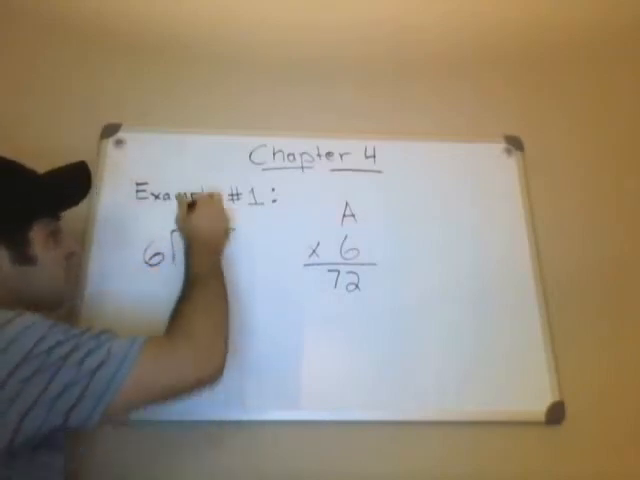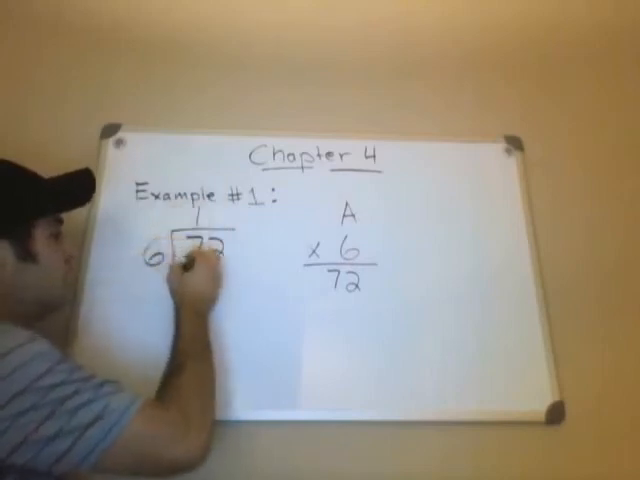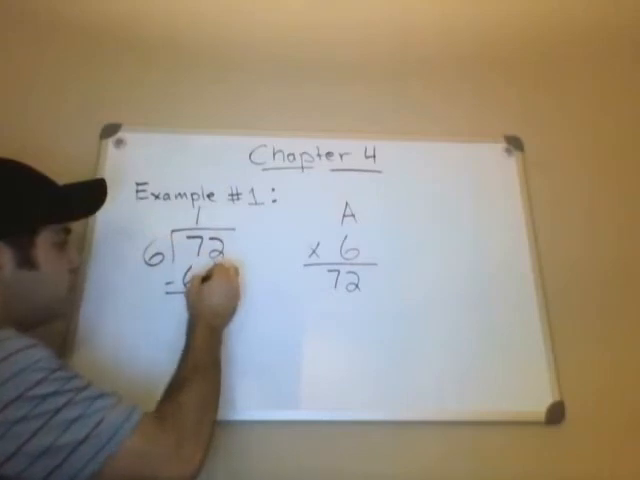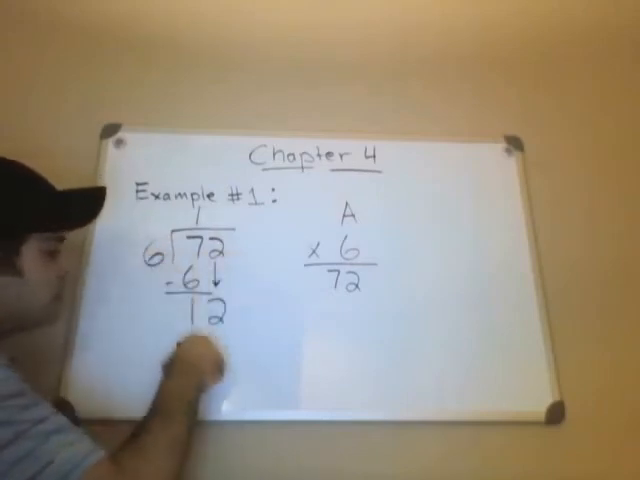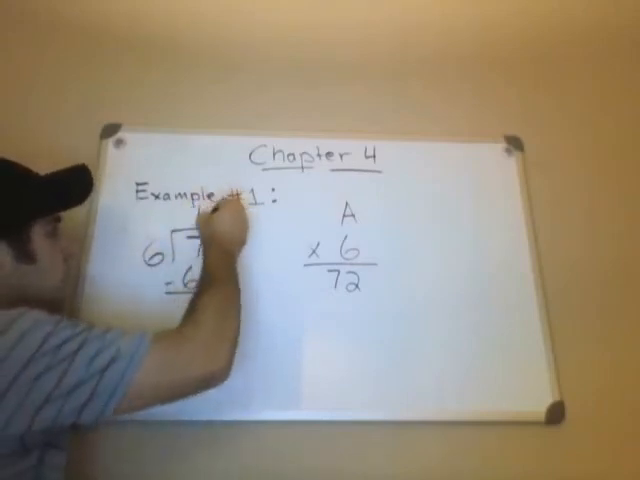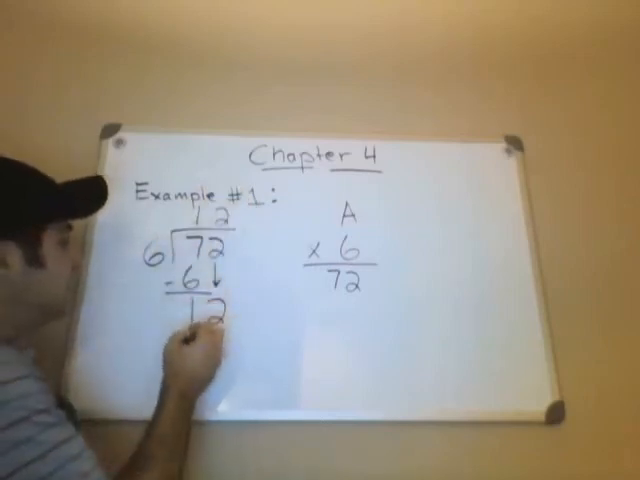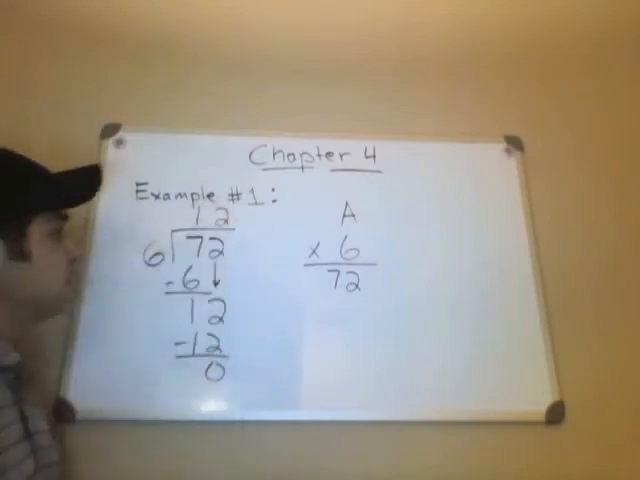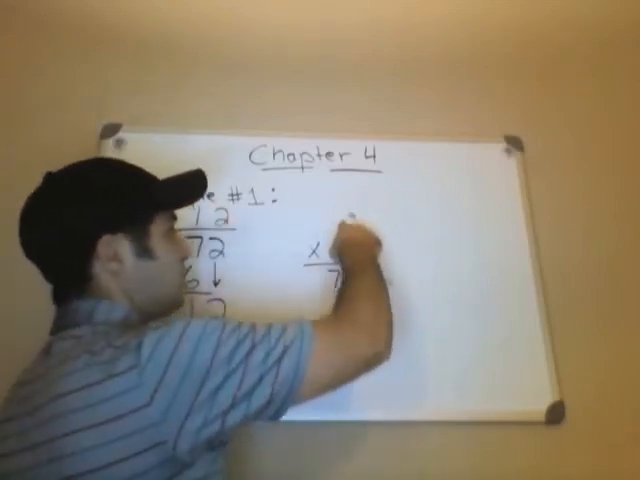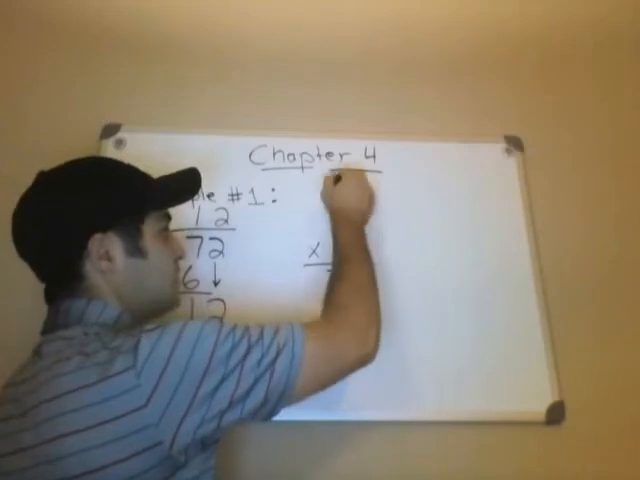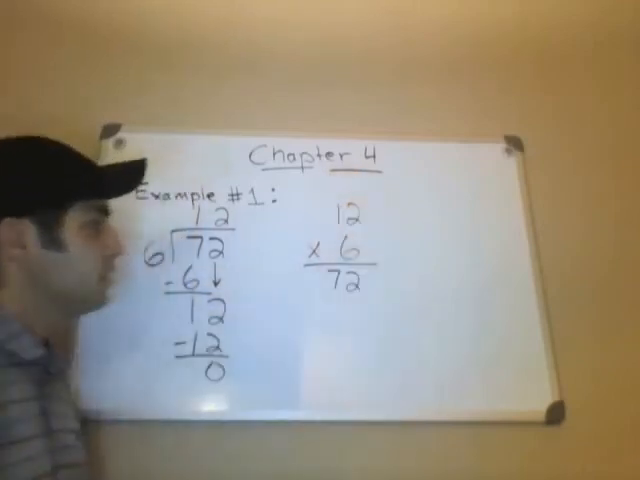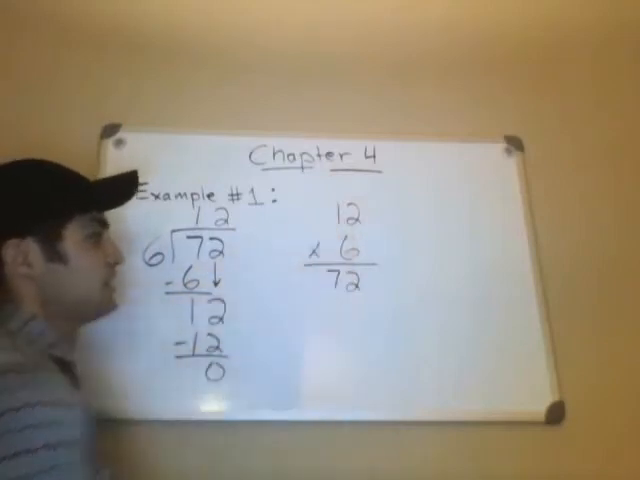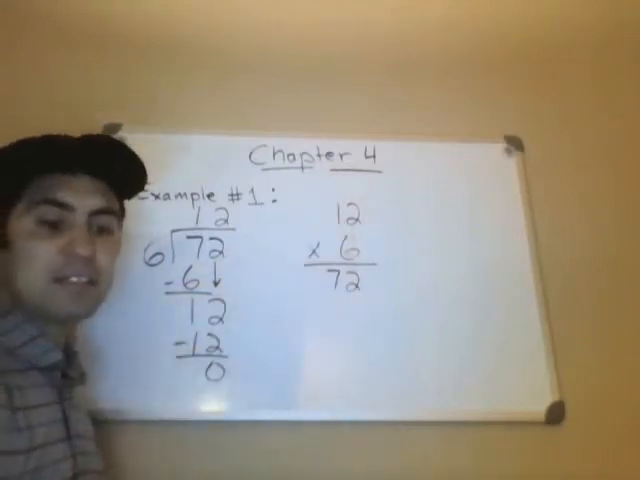So how many times will 6 go into 7? One time. 1 times 6 is 6. Subtract. 7 minus 6 is 1. Bring your 2 straight down. 12. How many times will 6 go into 12? 2 times. 2 times 6 is 12. Subtract 0. So your answer is 12. A is the same thing as 12. And is this true? In order to check it, you just multiply. 12 times 6, is that 72? And the answer is yes.